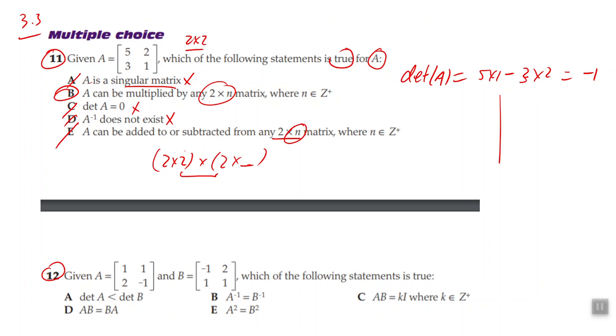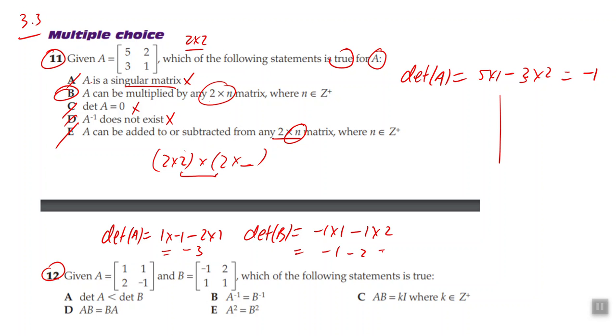Okay. Question 12 is a bit involved because you're going to figure out each of the options. So this is saying determinant of A is less than determinant of B. Det A is given by 1 times -1 minus 2 times 1. That equals -1 minus 2, which is -3. Det B equals -1 times 1 minus 1 times 2. -1 minus 2 equals -3, so that's not true. One's not bigger than the other, they're the same.